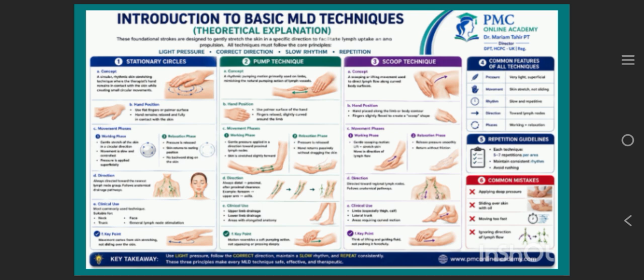You should be careful regarding this: you have to firstly clear the proximal part as well, then you have to go distal to proximal. For example, forearm, upper arm and then axilla. This is the direction sequence for this pump technique.